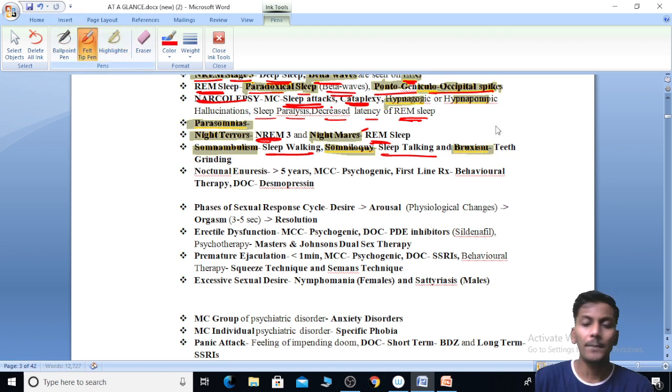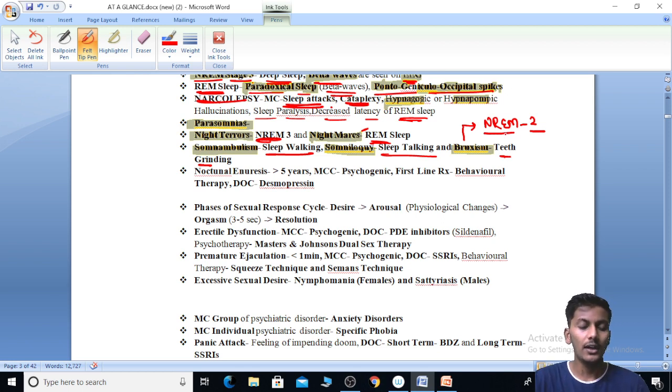Bruxism is what? Teeth grinding. Some individuals have the habit of grinding their teeth at night. It makes immense noise. That is what bruxism is. Please remember, guys, a question can be asked: bruxism is seen in which stage of the sleep cycle? Bruxism is usually seen in NREM stage 2. Remember, bruxism is seen in NREM stage 2.